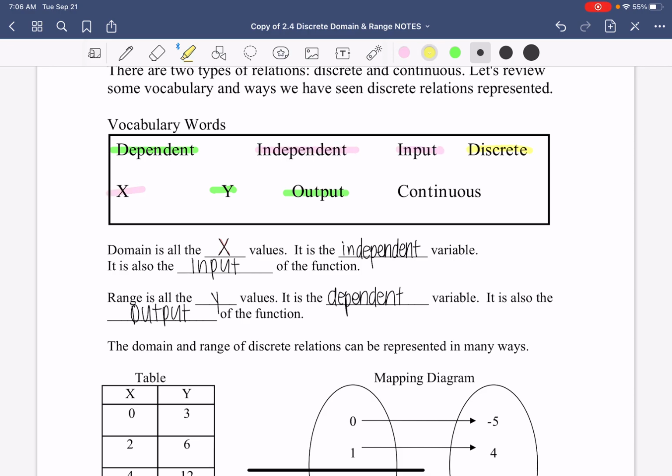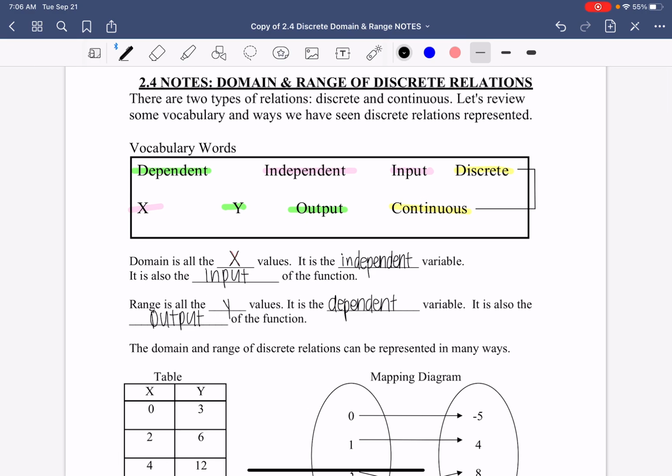Your words discrete and continuous are how the functions can be described. So a discrete function has very set-in-stone points that they're given. A continuous function might be like a line or a squiggly line or a parabola, okay? So continuous is something that we'll go over in the next video, but today we're going to talk about discrete. So discrete and continuous are how functions can be described.